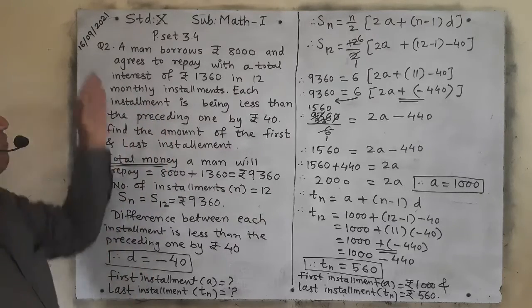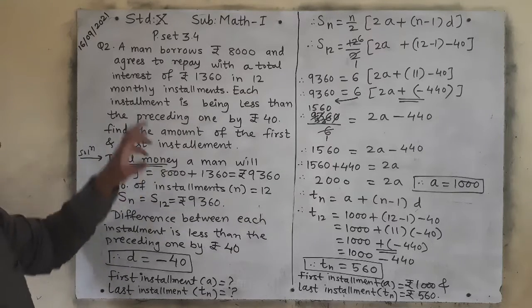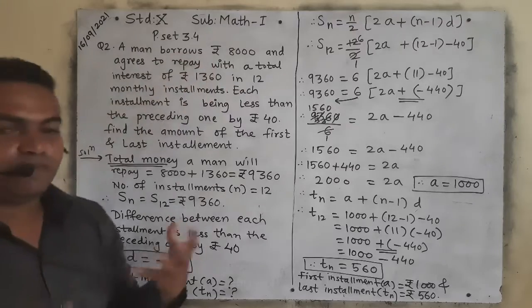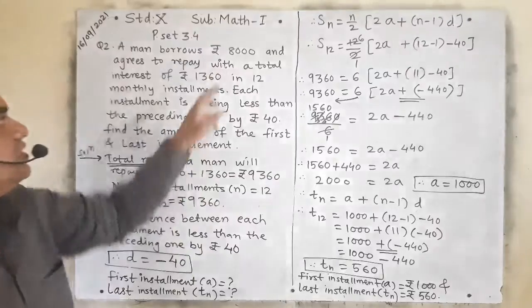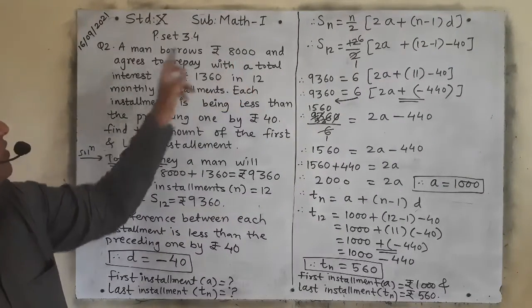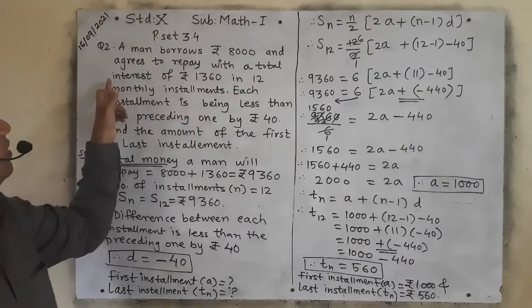So my dear students, after reading the question, first we will understand what things are given and what is to be found. So listen here. A man borrows rupees 8,000. Suppose I am a man and I have borrowed, मैंने किसी से उधार लिए. How much? 8,000 rupees. But I agree, मैंने कबूल किया. I agree to repay with a total interest.